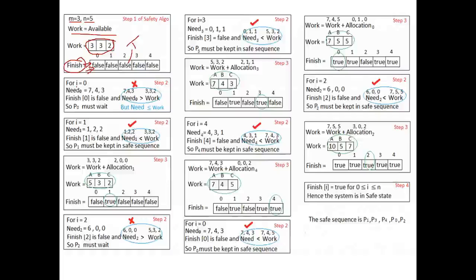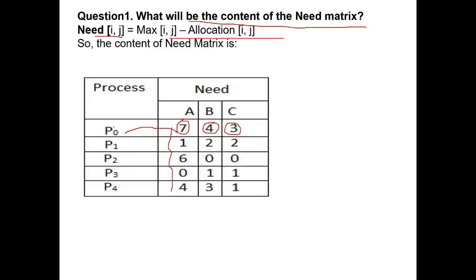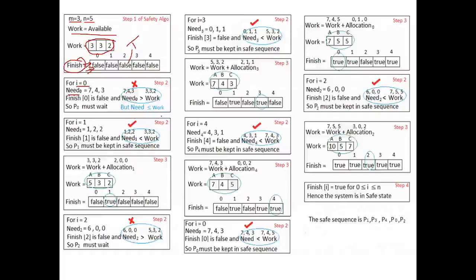So first let us start with the process P0, that is i is equal to 0, that means process P0. So what is the need of the process P0? Check out here the need matrix. The need of process P0 is 7, 4, 3. You can see here, this is the need of process P0, 7, 4, 3.